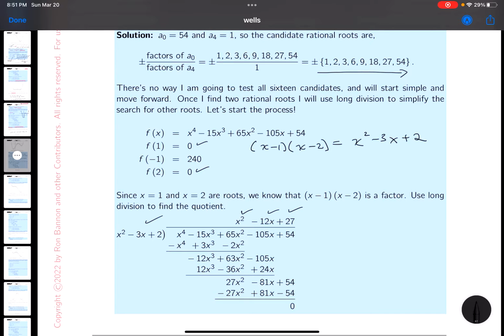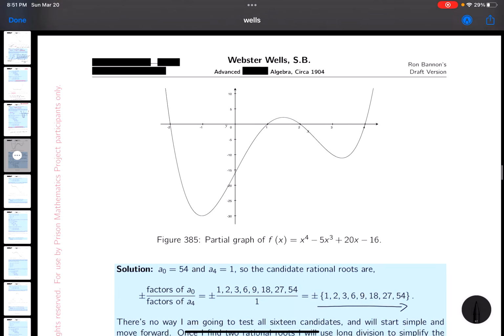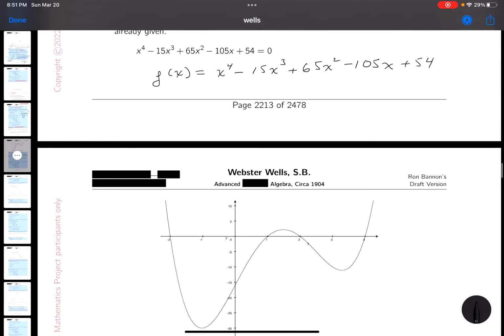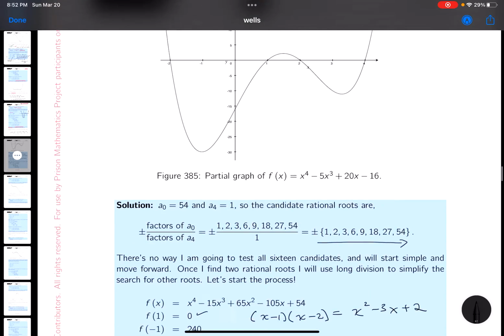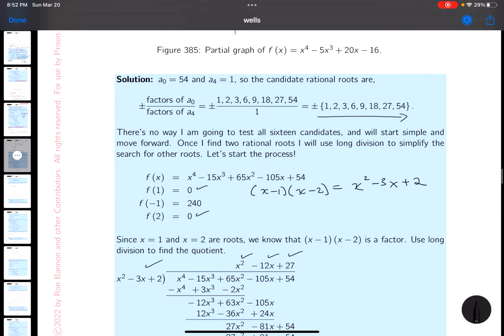So what do I know? I know this f of x up here factors into 4 distinct factors. And what are the factors going to be? x minus 1, x minus 2.